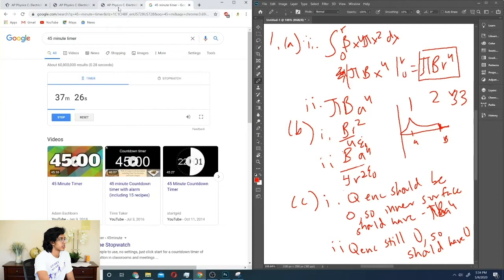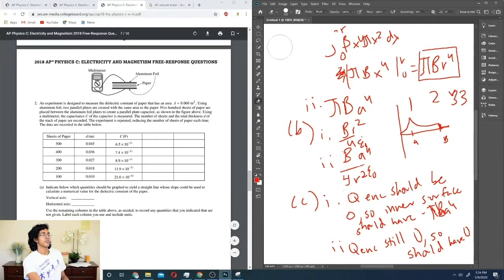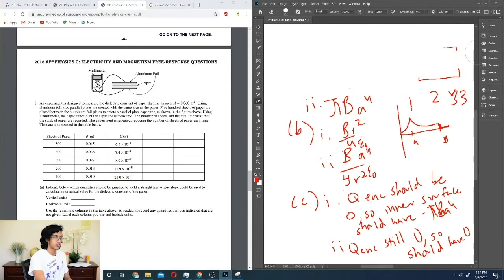Did I even start the timer? Yes, I did. Oh, that was pretty fast. Okay. Dude, Gauss is my guy, okay? I've done so many Gauss's law problems, it's not even funny.